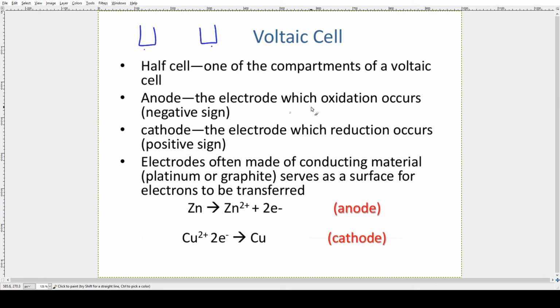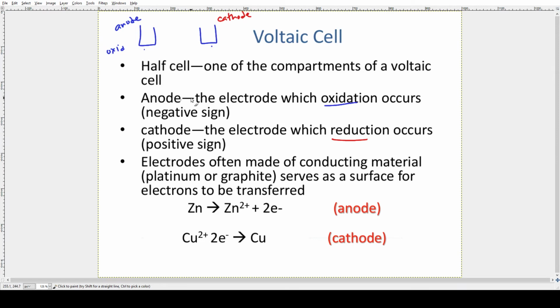The anode is the electrode where oxidation occurs. Usually the anode is written over on this side, and that's where oxidation happens. And then the cathode is where reduction happens, and that's usually shown on this side. It doesn't matter which side you put it on, but if you always do it in the same exact way every single time, it might help you keep everything straight.